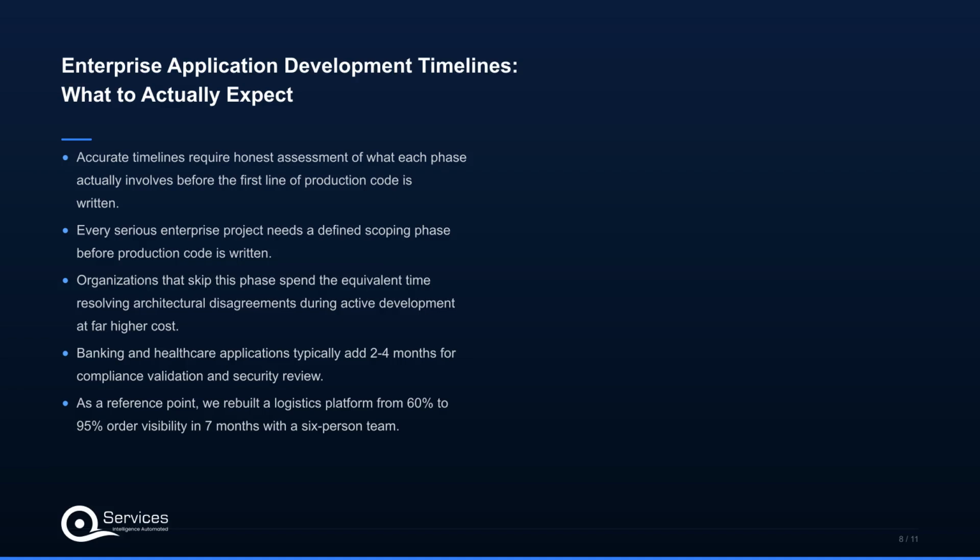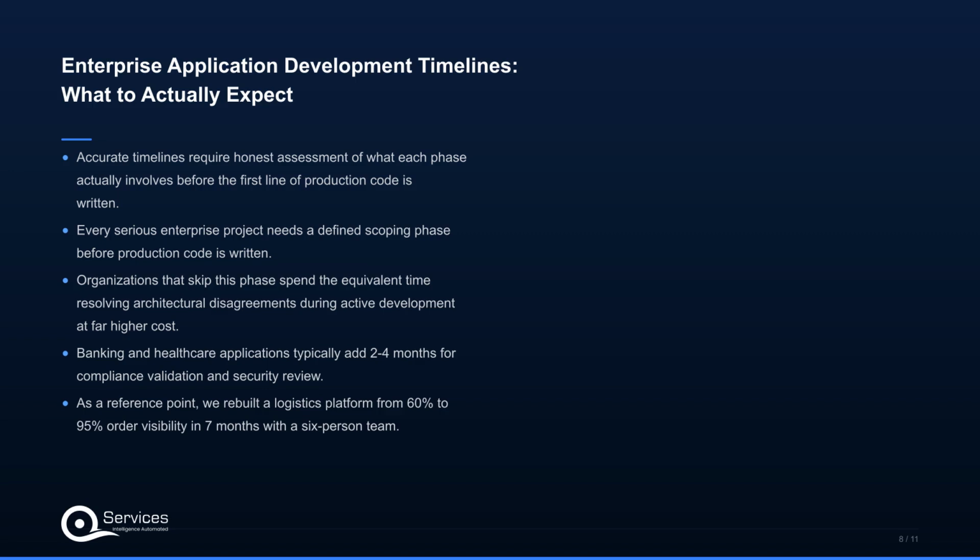Now, enterprise application development timelines, what to actually expect. Enterprise application development projects that miss timelines almost always do so for the same three reasons: scope that grows during development, integration surprises from under-documented third-party APIs, and compliance requirements discovered late in the project. Accurate timelines require honest assessment of what each phase actually involves before the first line of production code is written.